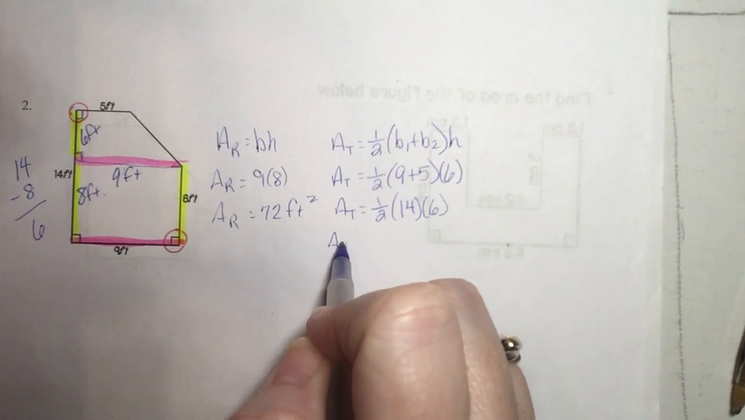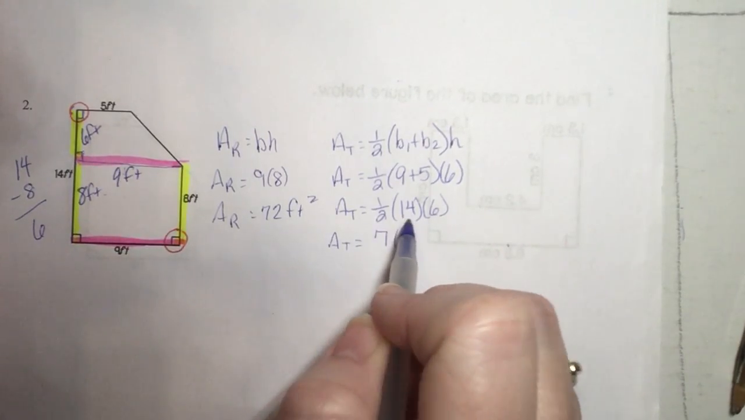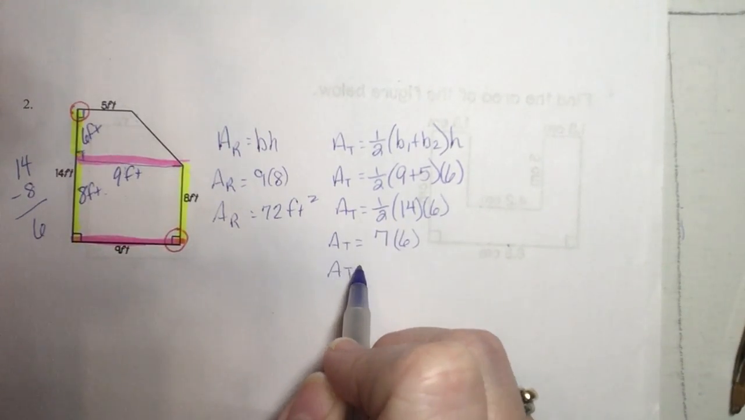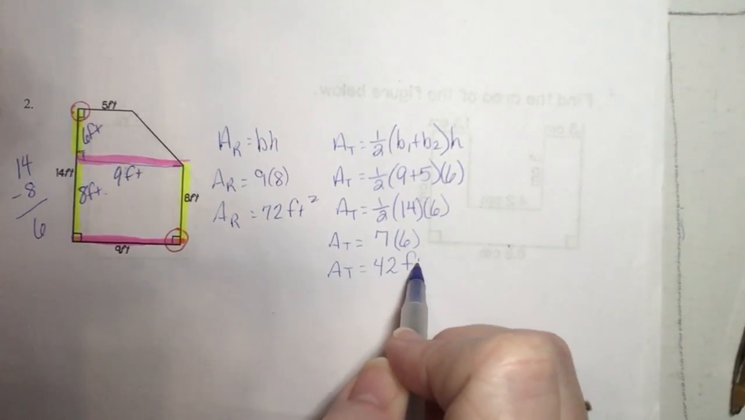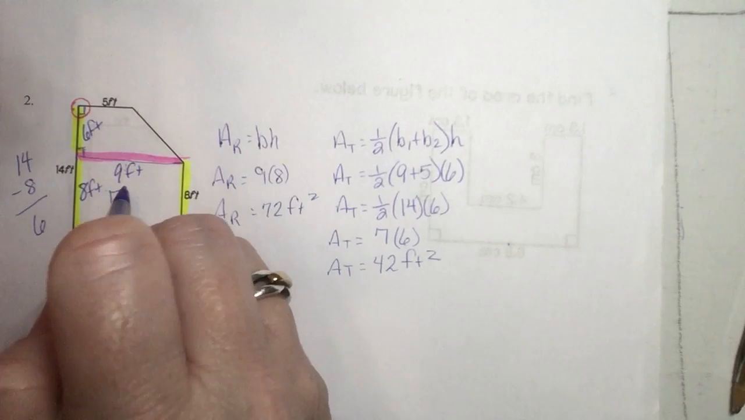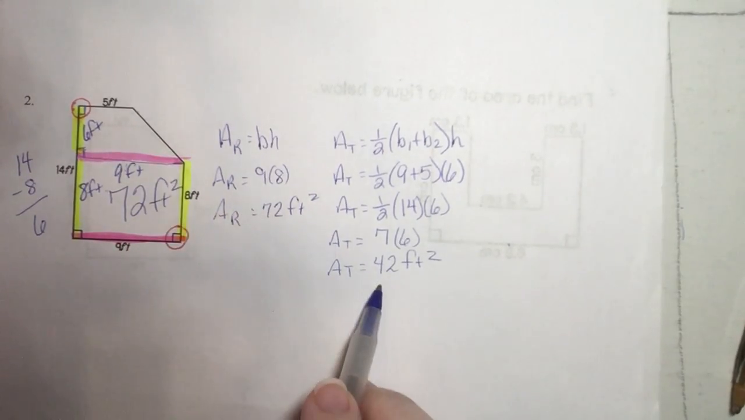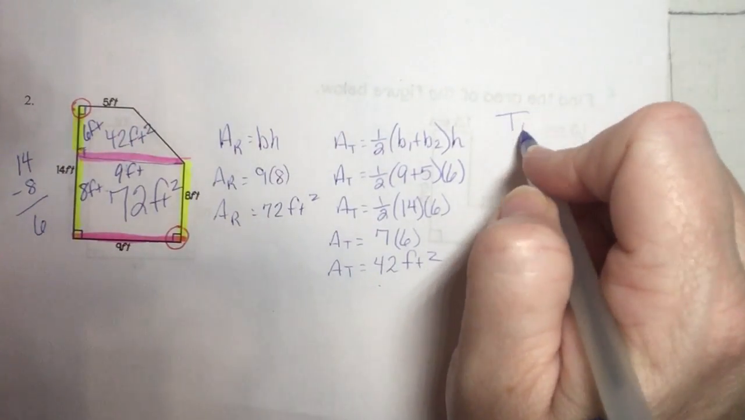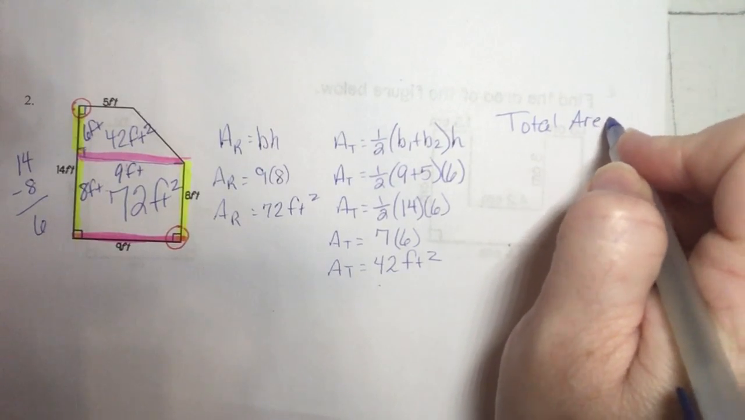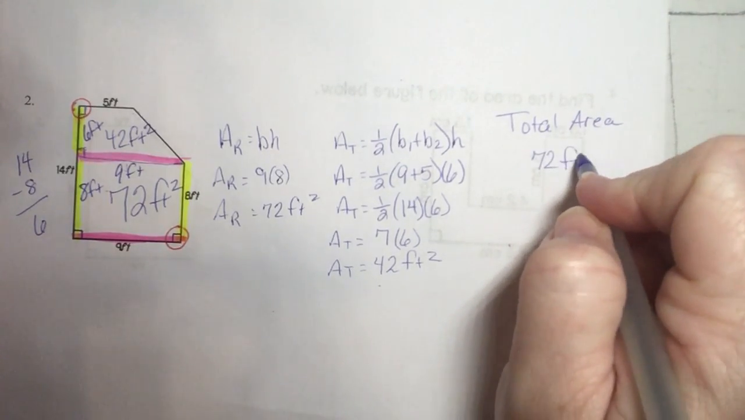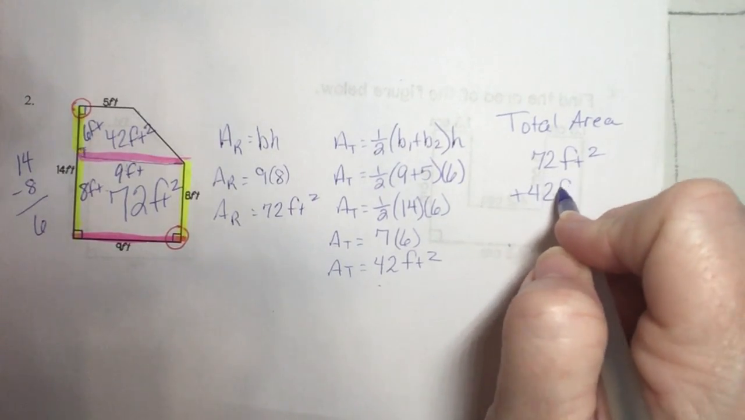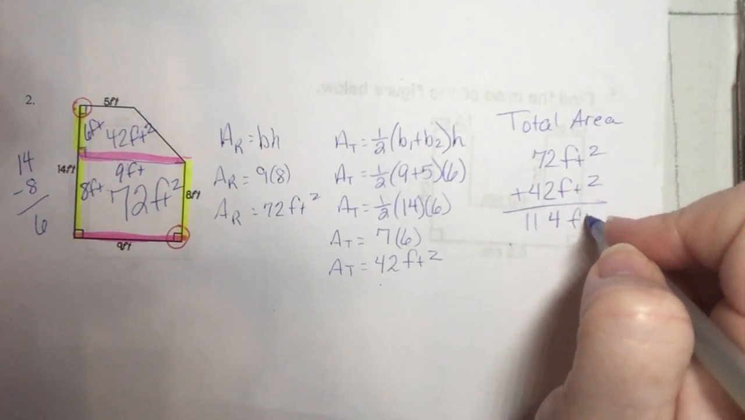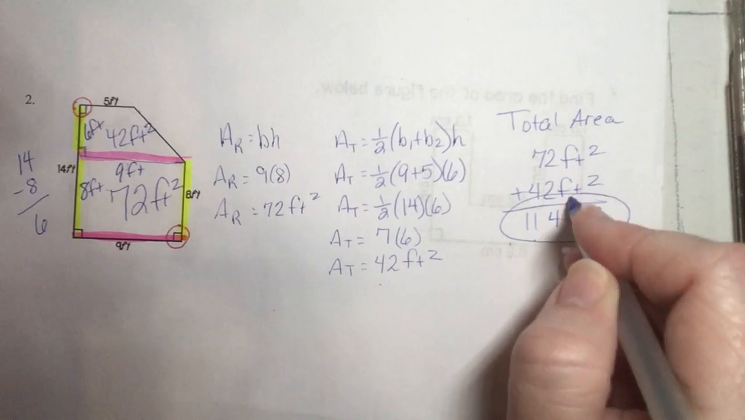I'm going to go ahead and take half of 14. Half of 14 is 7. Remember, we're just dividing it by 2. 14 divided by 2 is 7. And 7 times 6 is 42 square feet. Okay, so the rectangle was 72 square feet. The trapezoid is 42 square feet. So our total area is going to be 72 square feet plus 42 square feet, which gives us 114 square feet.